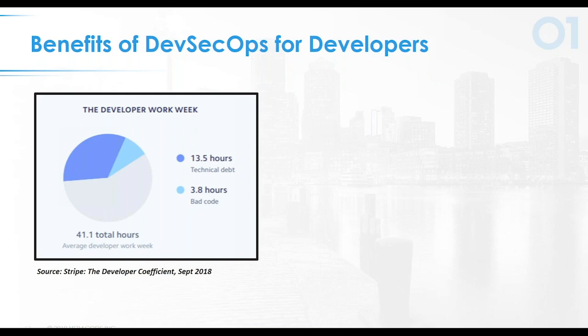I guess I'm wondering, what's the impact to developers? I read a report recently by Stripe that surveyed thousands of executives and developers and found that developers spend on average 17.3 hours a week dealing with bad code, debugging, looking at errors, and technical debt.